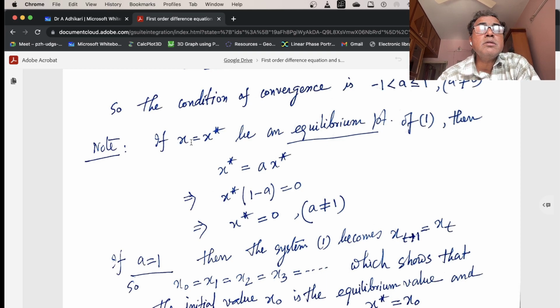If we put x equal to x star, an equilibrium point, then x star equal to a x star. If x star is an equilibrium point, then x_{t+1} equal to x_t equal to x star. So we put x_{t+1} equal to x_t equal to x star equal to a x star. So we get x star equal to 0 when a is not equal to 1.